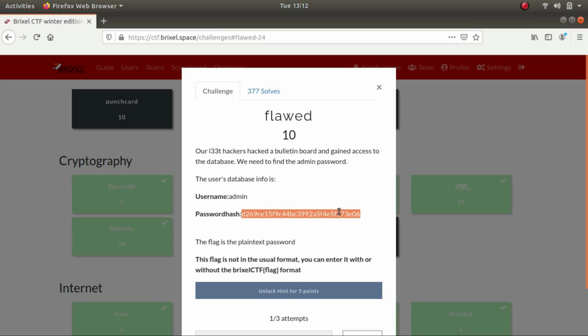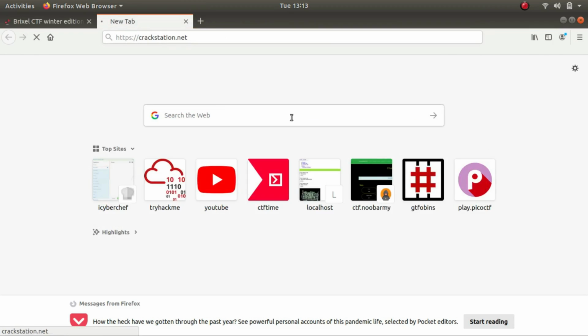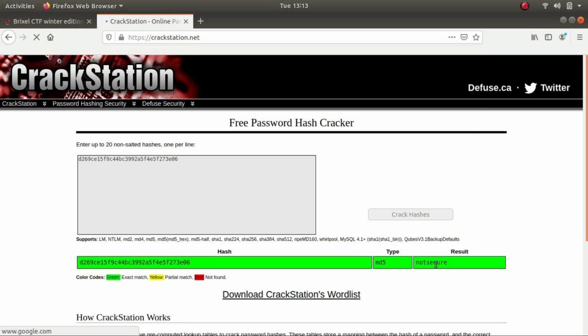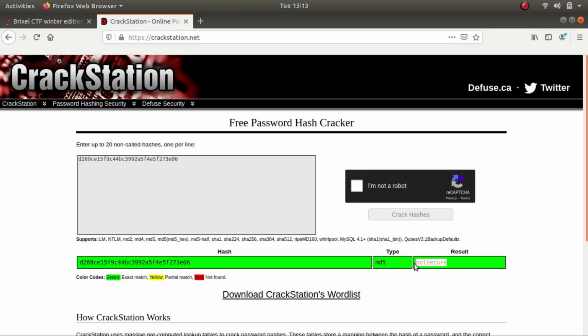But that is quite resource hungry. You could use some other online utilities like CrackStation that help you find the corresponding text to this hash. But it'll only find the corresponding text if the hash is in their database. So let's use CrackStation. Okay, so the corresponding text is not secure. The type of hash that was used was MD5 and it did manage to find it in the database.